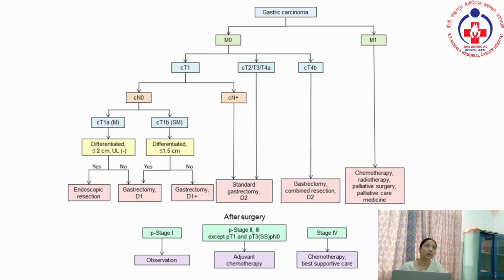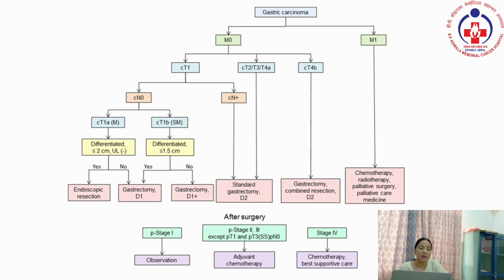And this is a short table with the recent Japanese gastric carcinoma classification, giving the treatment strategy for the lesion. For a T1 lesion with no nodes, with no ulcerative lesion, and a differentiated lesion of less than 2 centimeters, we go for endoscopic resection.